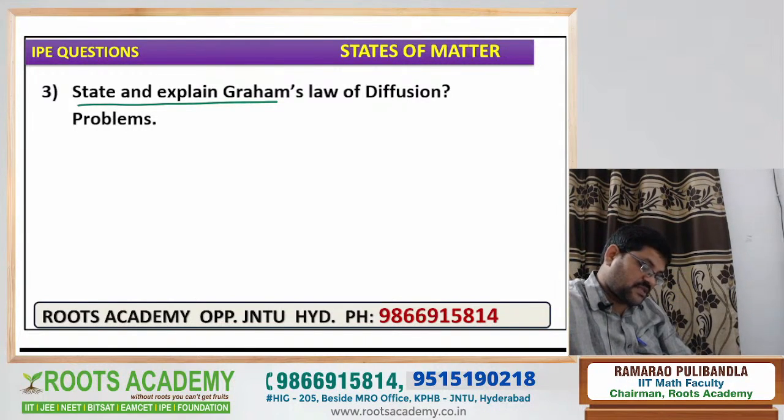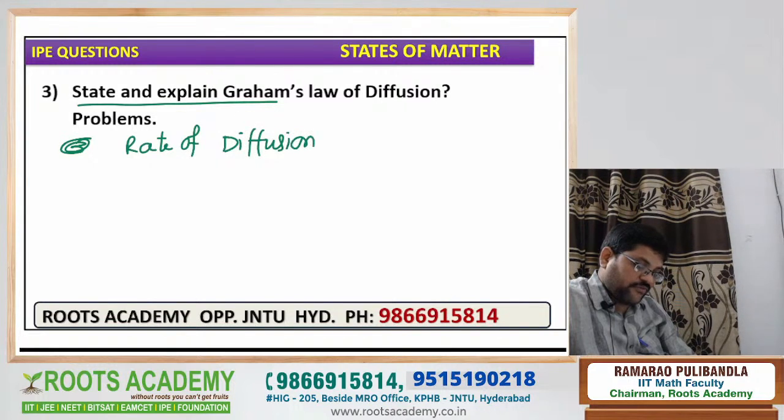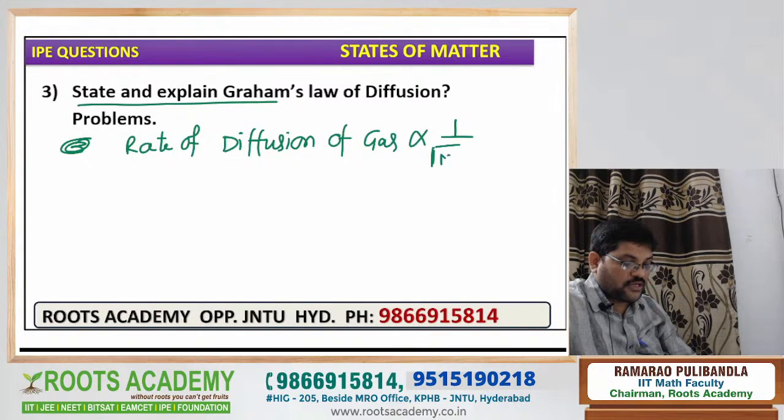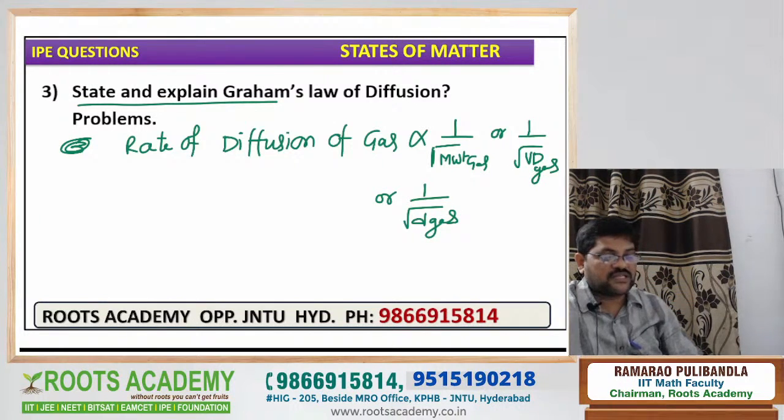According to Graham's law, the rate of diffusion of a gas is inversely proportional to the square root of the molecular weight of the gas, or inversely proportional to the square root of the vapor density of the gas, or inversely proportional to the square root of the density of the gas. Simple explanation.